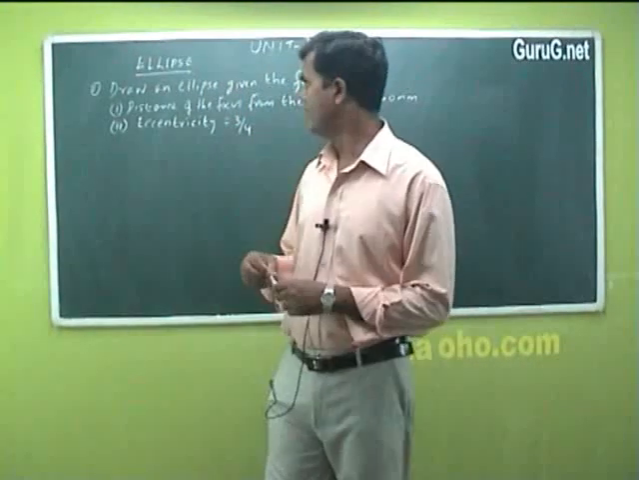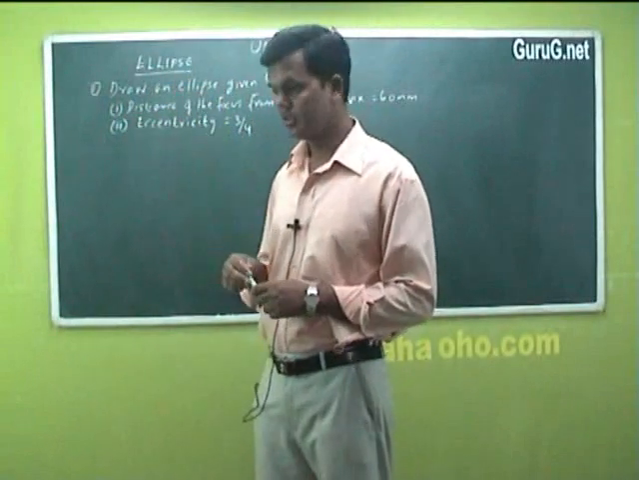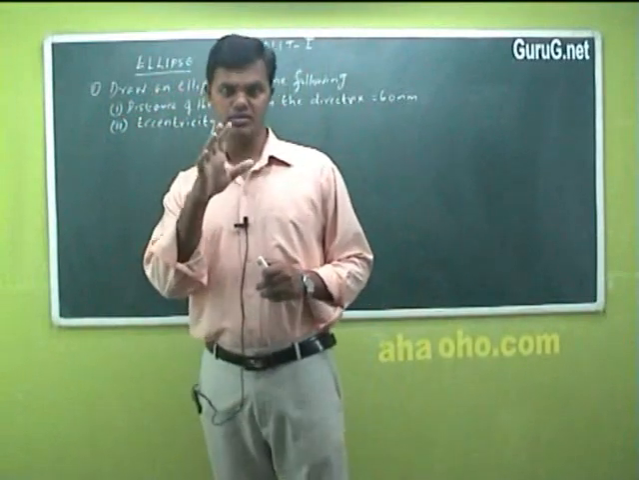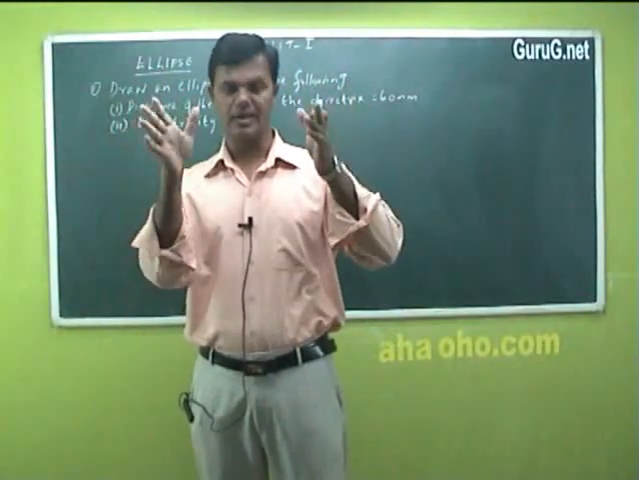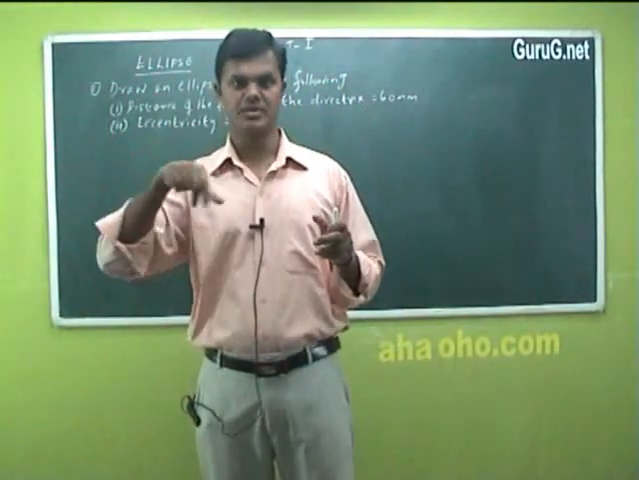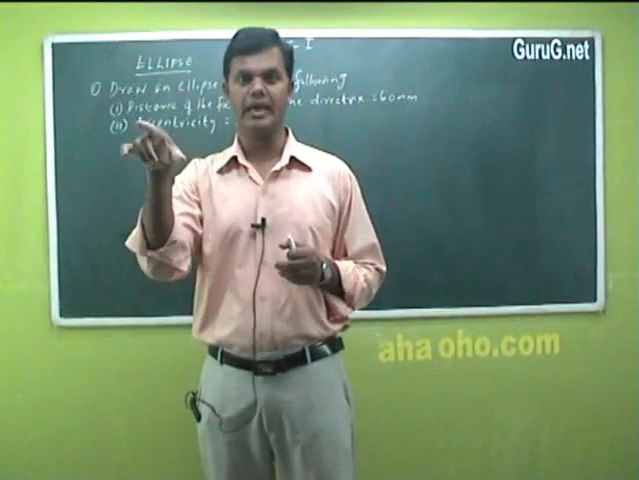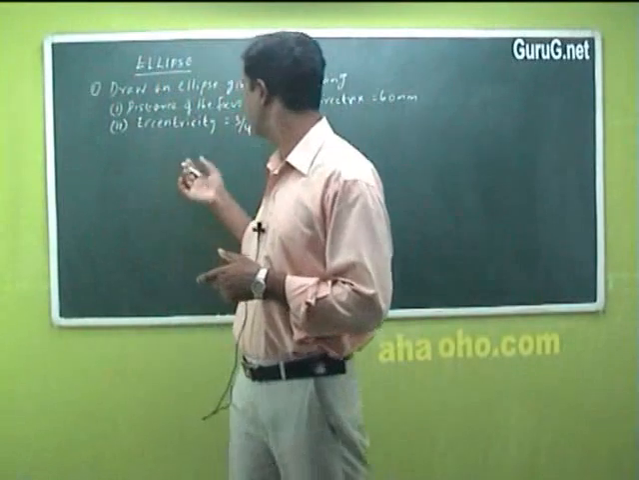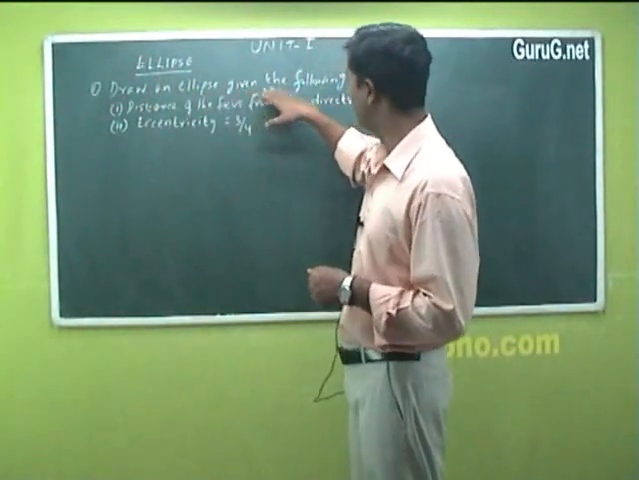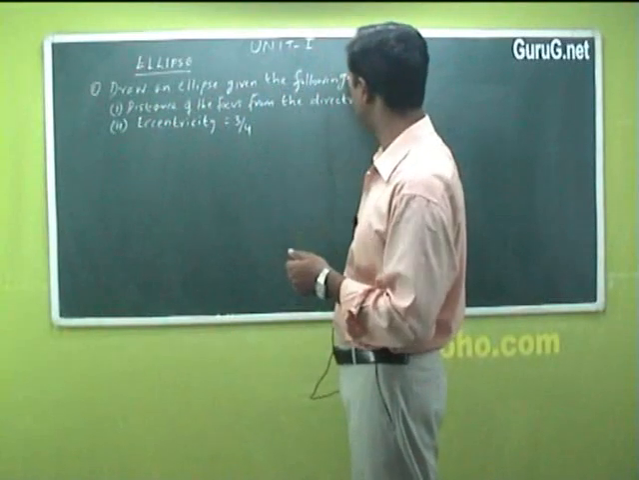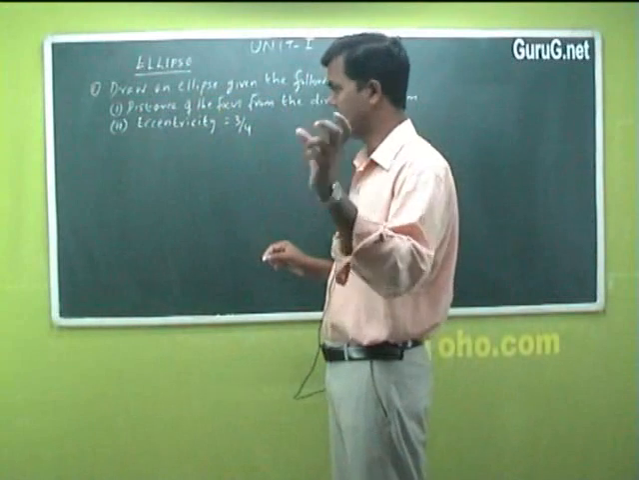Now we are just going to see the construction of an ellipse. In general, an ellipse has a major axis and a minor axis. It looks like the shape of an egg, for example. Now here is a question: draw an ellipse given the following. Given the following means some points are given, because to draw an ellipse you need some parameters.